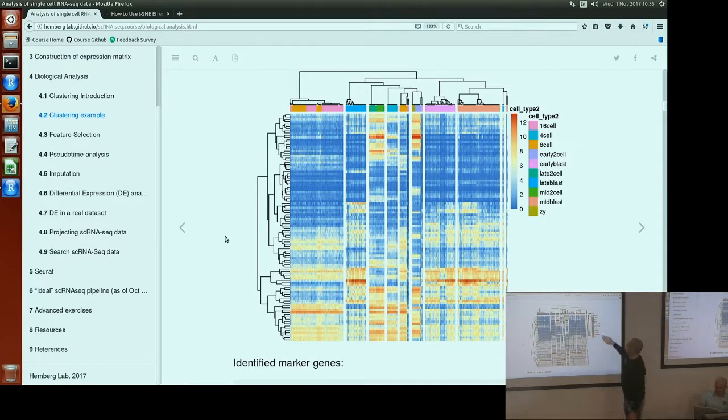These are probably late 2-cell and 4-cell, which are quite similar to each other. So late 2-cell and 4-cell are next to each other in the stage hierarchy. So SC3 put them together. And then you can just see different gene expression here.